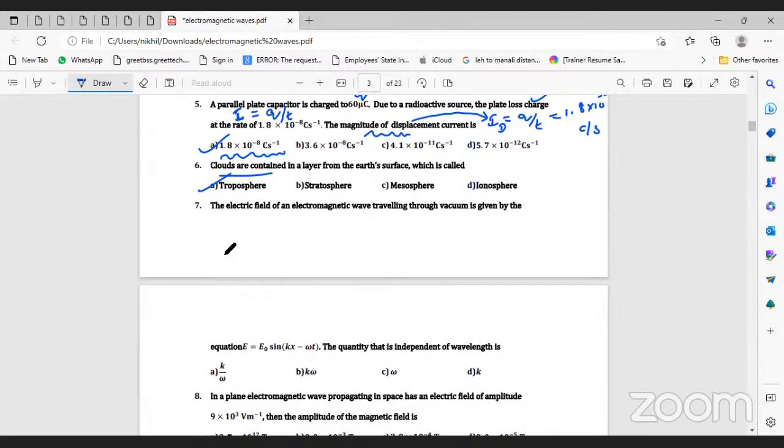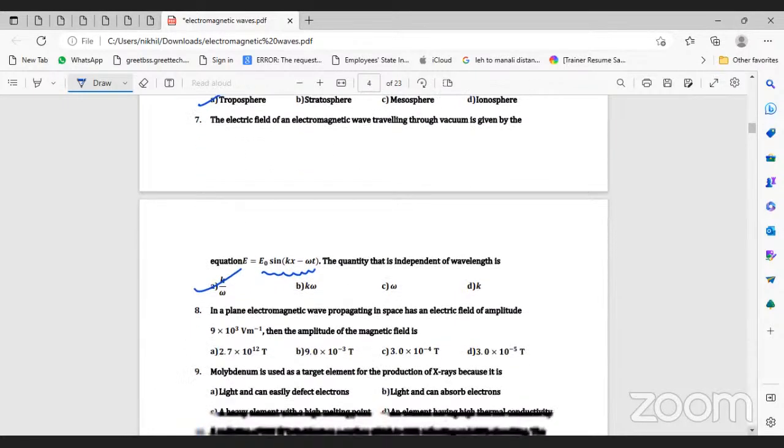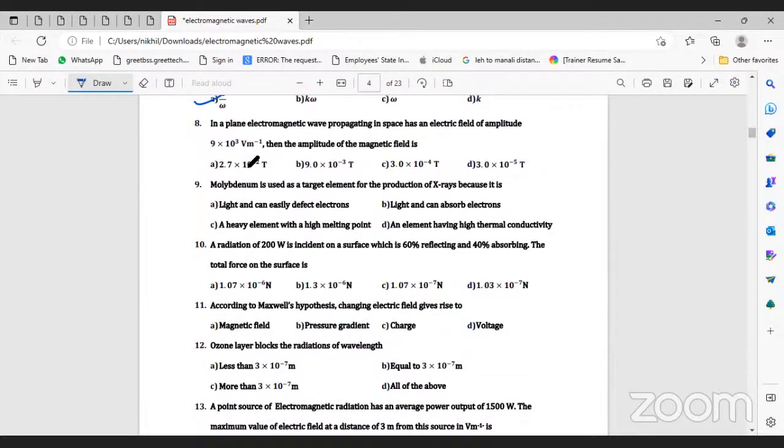So once again we got the same question. E is equal to E naught sin kx minus omega t. The quantity which is independent of wavelength is k by omega. Now, for the plane electromagnetic wave propagating in space, the electric field amplitude is given as E naught. Now they are asking you to find the amplitude of the magnetic field, that is B naught.